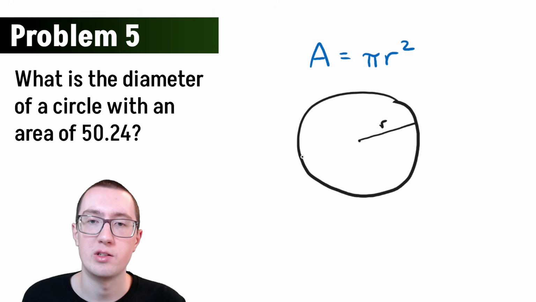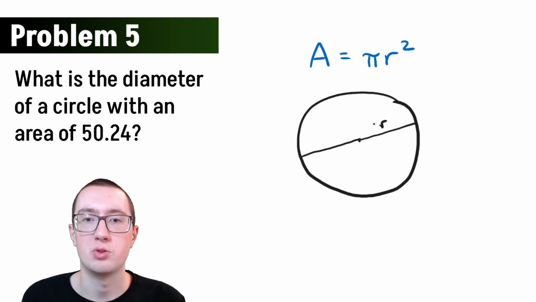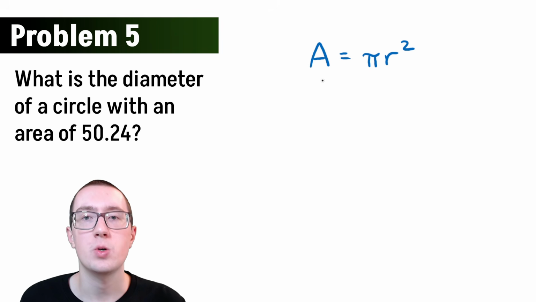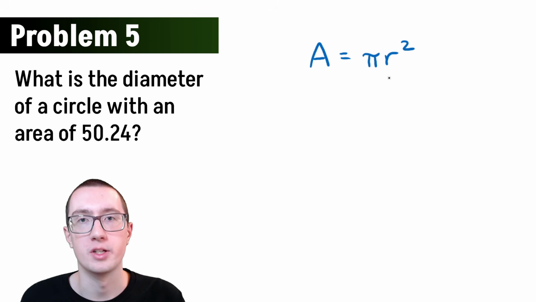But the diameter is all the way across. So the diameter is basically just two radiuses. So if we found out what the radius is, we could just multiply it by 2 or add it to itself and figure out the diameter. So let's go ahead and plug in what we know for each letter. This is how you use formulas. You just plug in every number that you know.